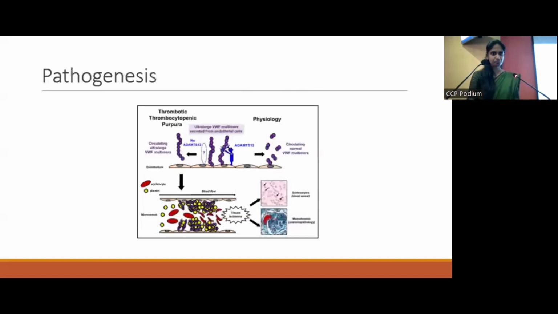What happens in the pathogenesis of TTP is that normally ADAMTS13 is synthesized in the liver and it cleaves the von Willebrand factor multimers which circulate in the bloodstream. In TTP, there is deficiency of ADAMTS13, either qualitative or quantitative or both, leading to reduced cleavage of the von Willebrand factor multimers and formation of platelet-rich thrombi in the microvasculature.